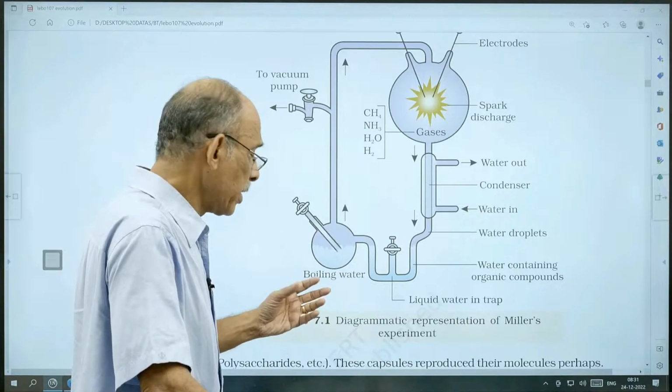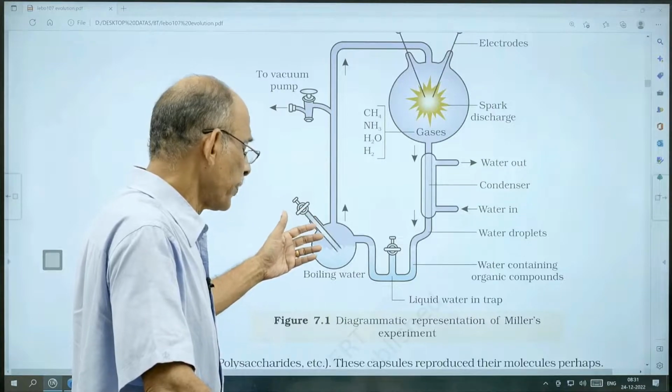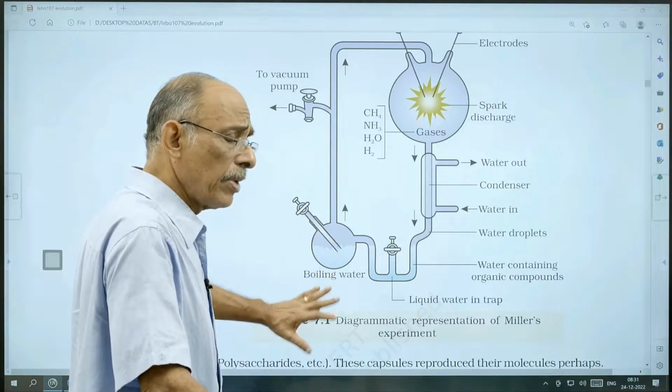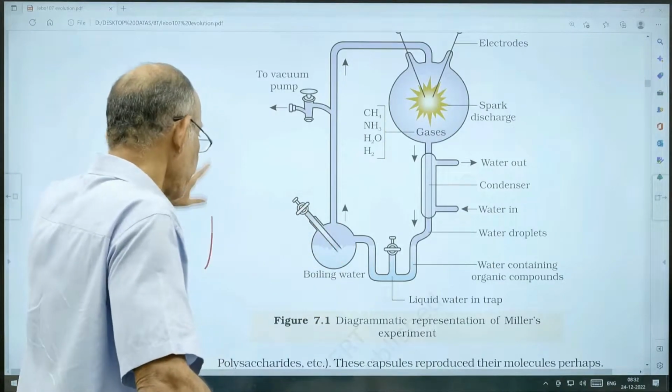Meteorite ash contains these sugars, amino acids, and nitrogen bases, and they concluded, and everybody accepted, that life originated by chemical evolution. Okay.